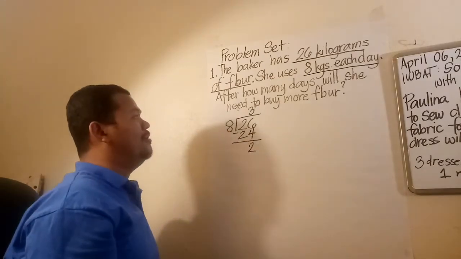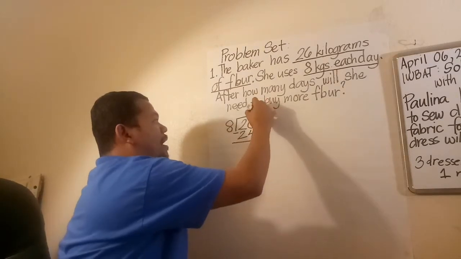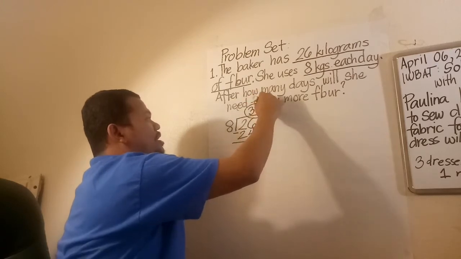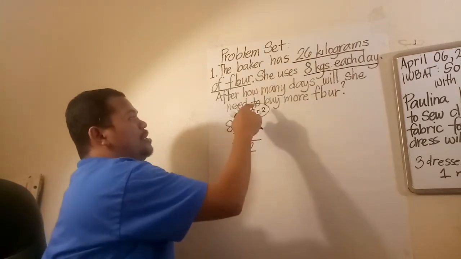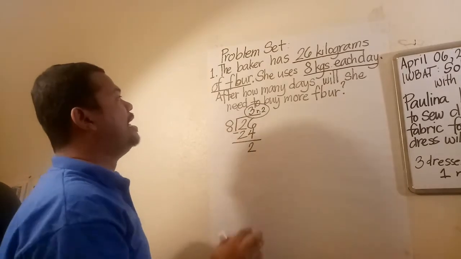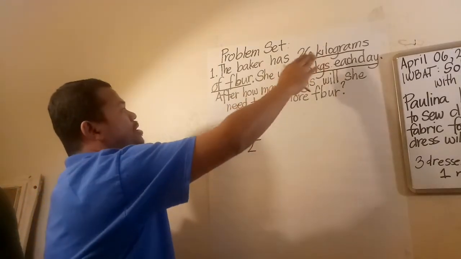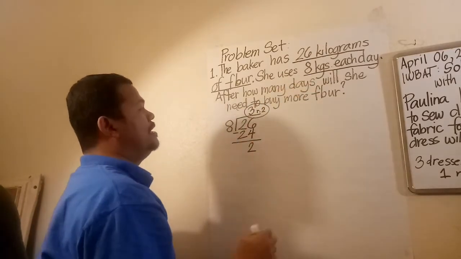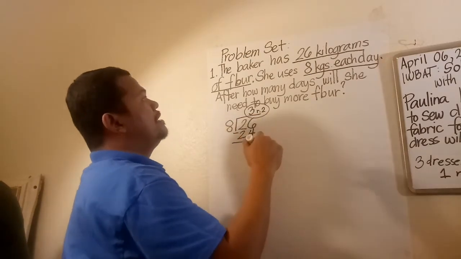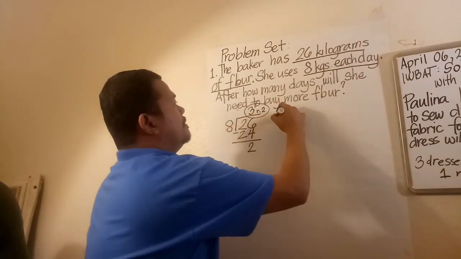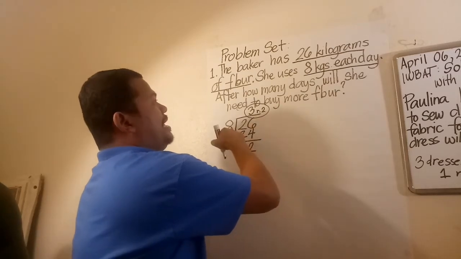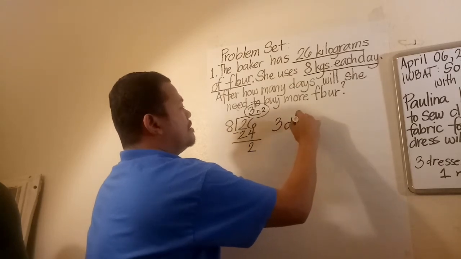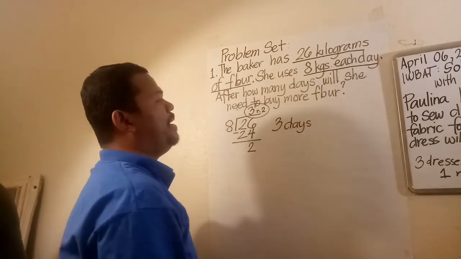What are we going to do with 2 now? We are going to make this our remainder. Meaning to say the answer is 3 remainder 2. Or we can say that she uses 8 kilograms each day. How many days will she need to buy more flour? So each day she has 8 kilograms, right? So she is going to have 3 days and remainder 2.